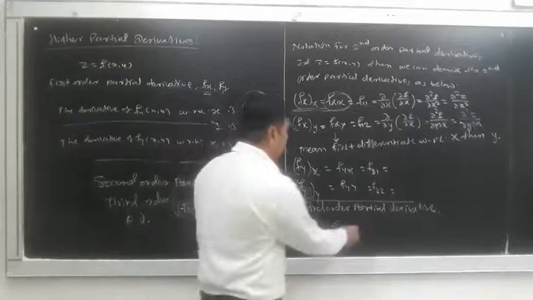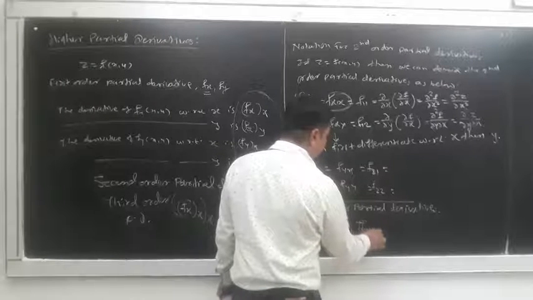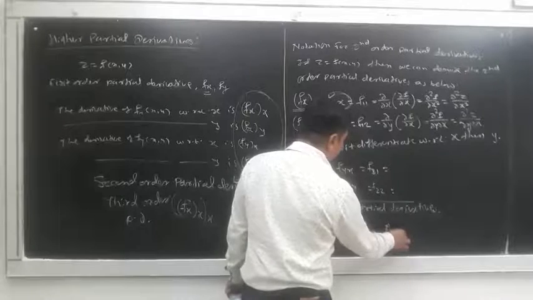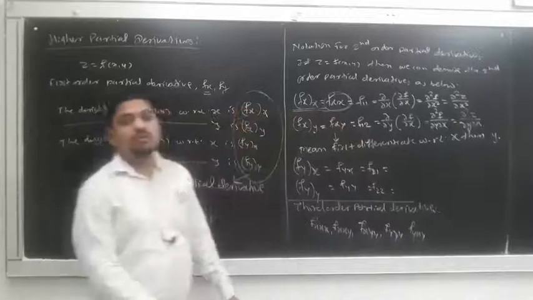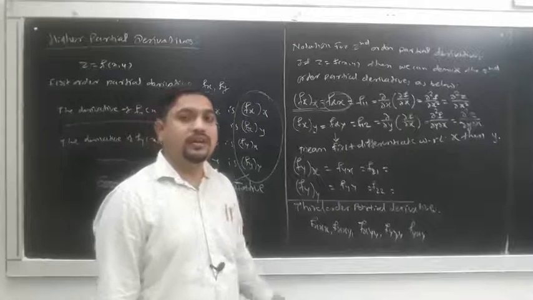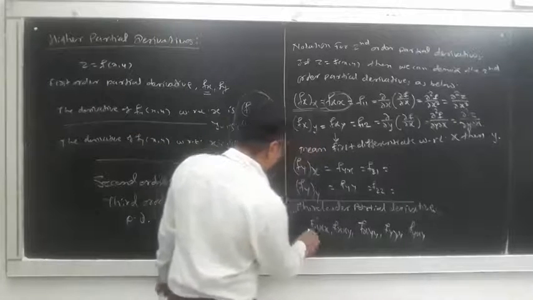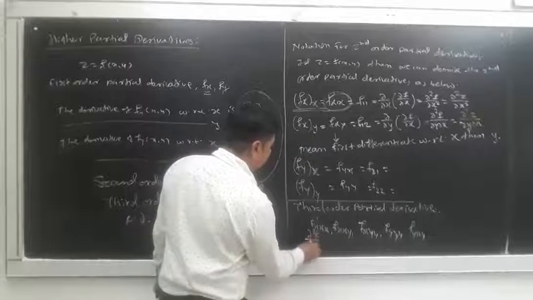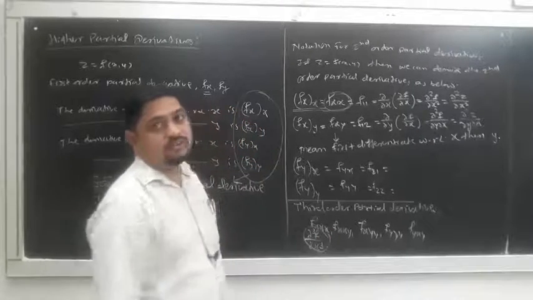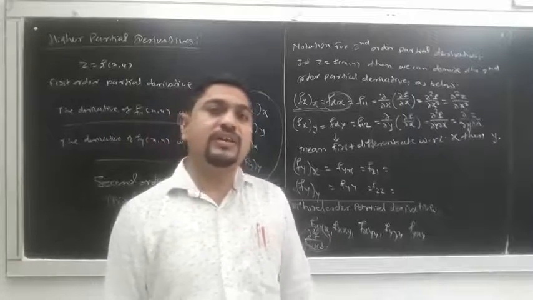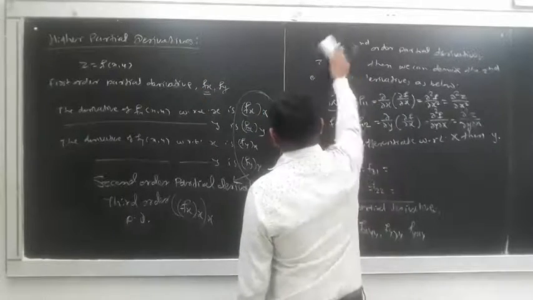So it may be fxxy, fxyy, or it may be fyy, fyxy, and so on. Similarly you can write the third order partial derivatives also. This can be written in the form of the third partial derivative of f with respect to x cubed. So you can write it like this also. So these are the notations for the second and third order partial derivatives.